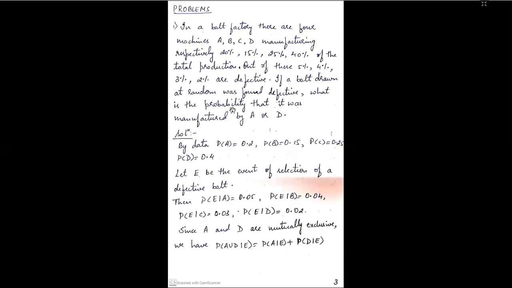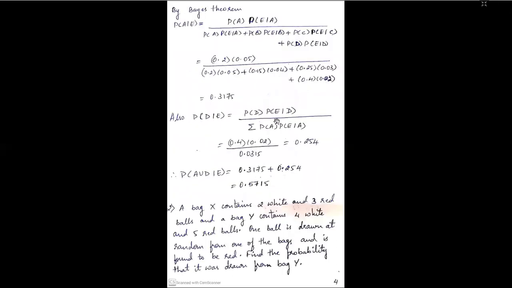So we need to find probability of A given E. That is the probability that the bolt drawn is from A, given that it is defective. To find it from Bayes theorem, we have probability of A given E is equal to probability of A into probability of E given A, divided by this. So substitute all the values, because we have all these values, and you simplify, you will get this answer.